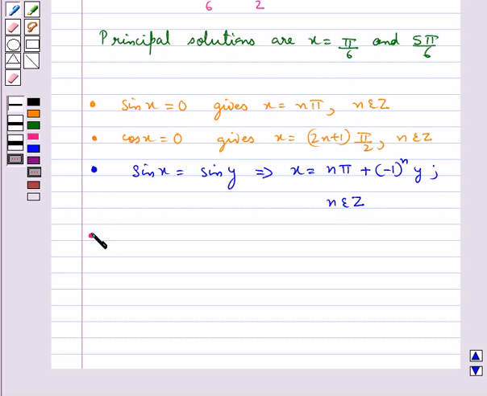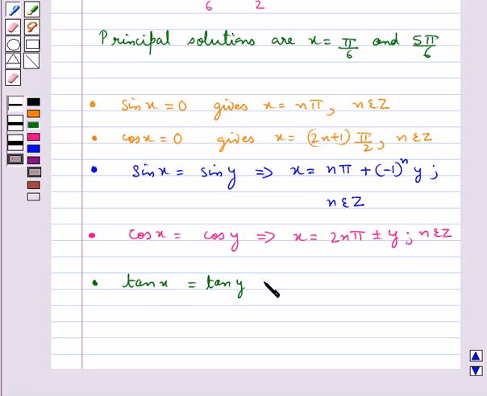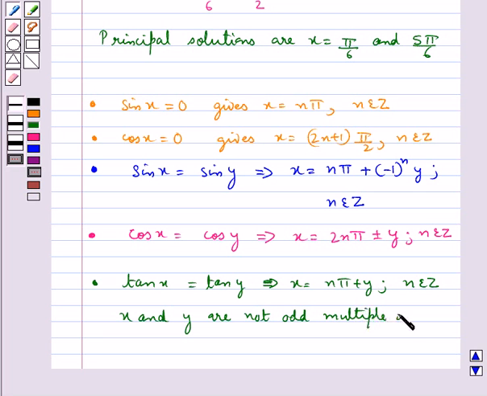Then for any real numbers x and y, cos x equal to cos y implies that x is equal to 2n pi plus minus y, where again n belongs to Z. Also, tan x equal to tan y implies x equal to n pi plus y, where n belongs to Z, and x and y are not odd multiples of pi by 2.